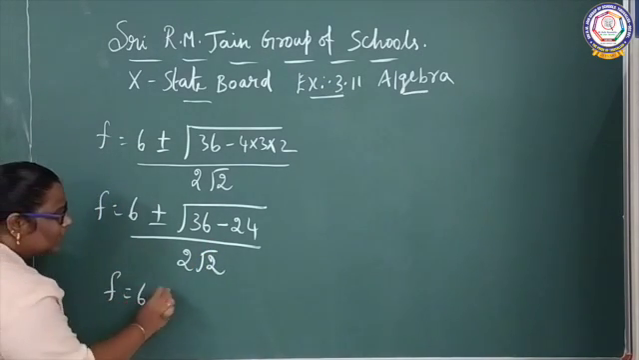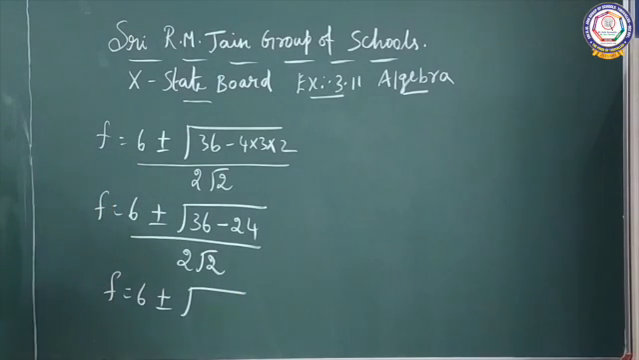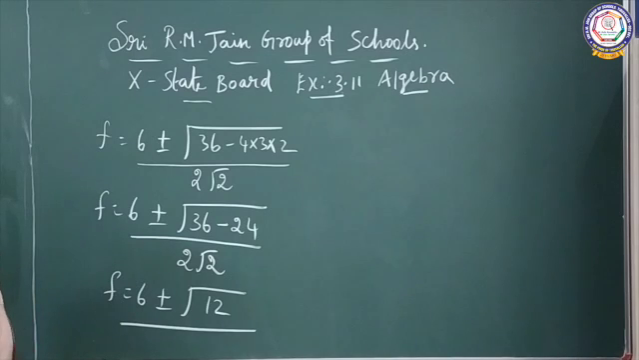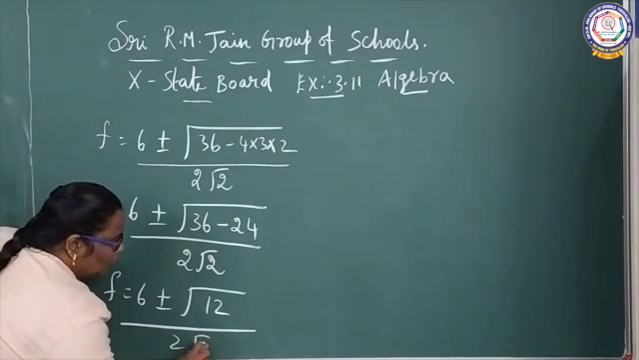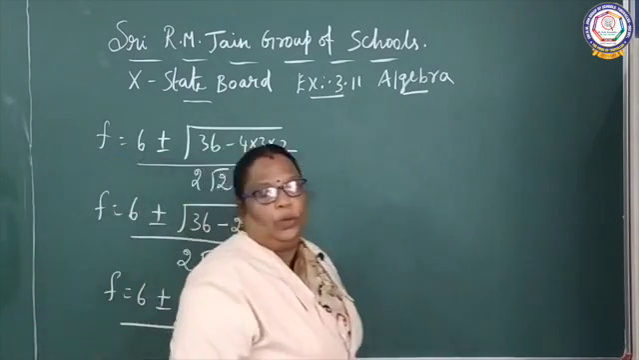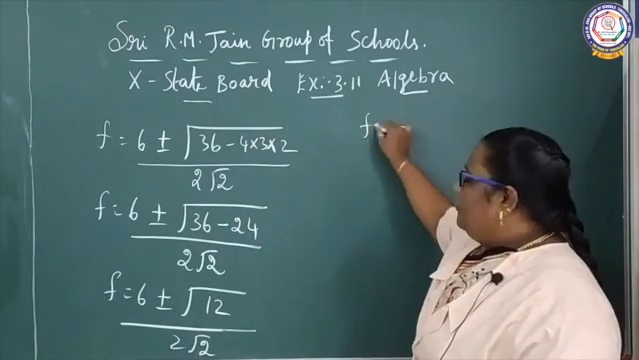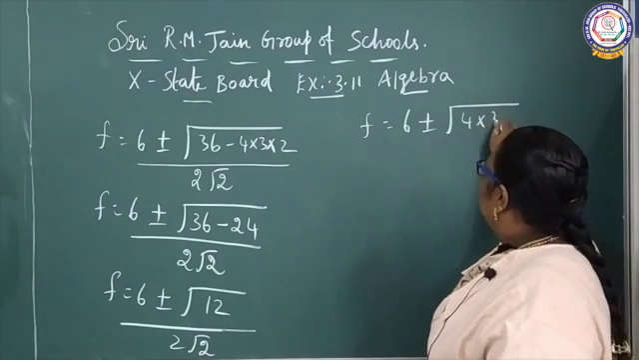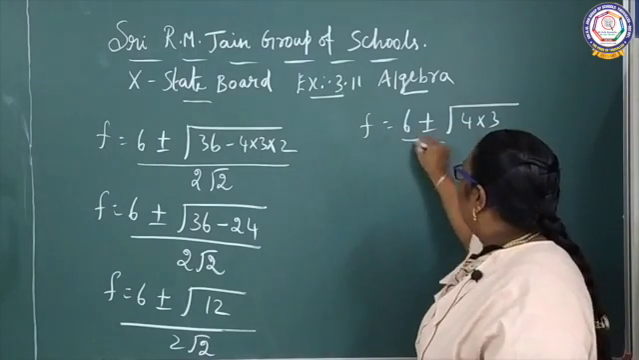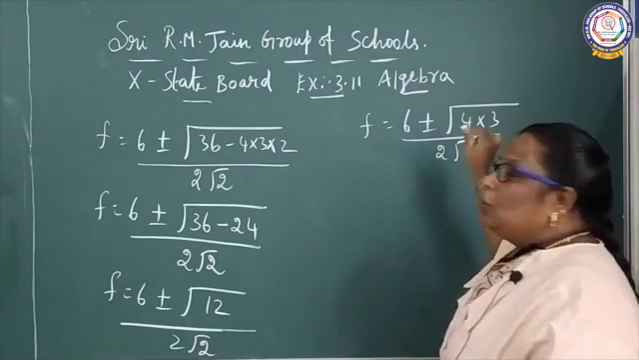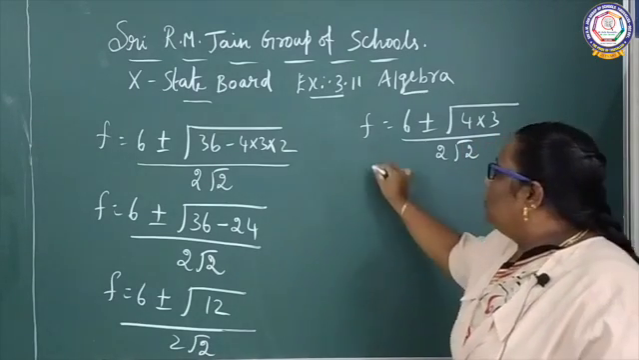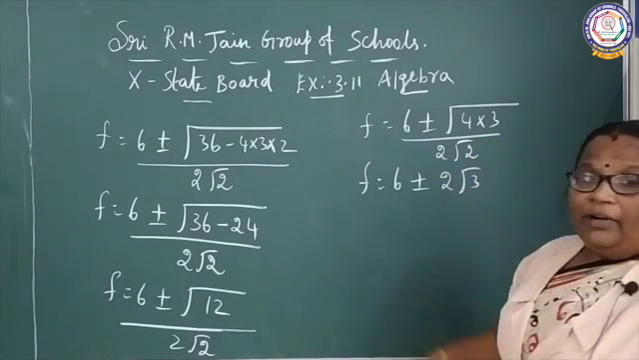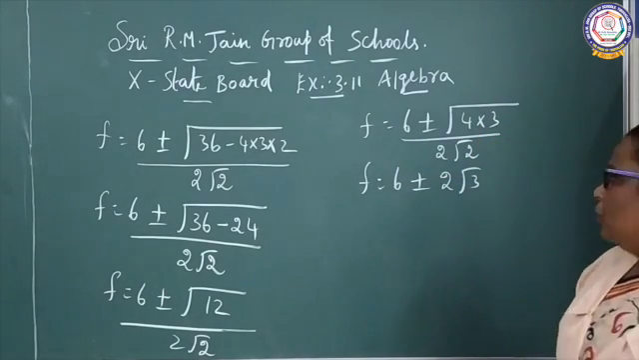F equal to 6 plus or minus root of 12, since 36 minus 24 is 12, by 2 root 2. F equal to 6 plus or minus root of 12; 4 3s are 12. F equal to 6 plus or minus 2 root 3. I will take 4 out of the root, so 2 root 3, by 2 root 2.